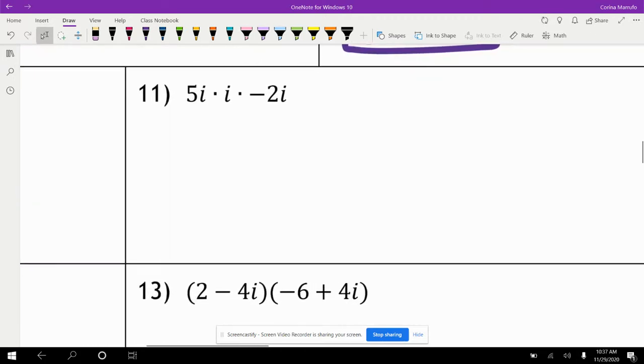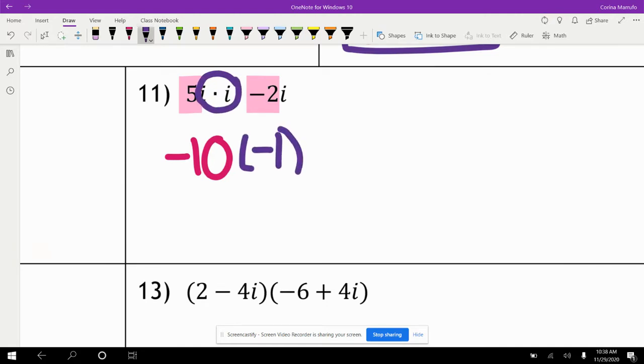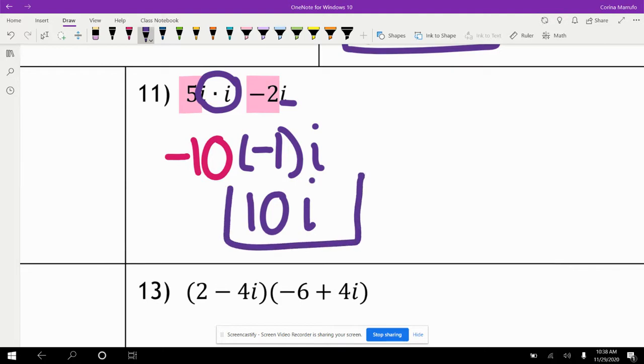So the next one here, we have 5i times -2i. Looking at the coefficients first, we multiply the numbers first. So 5 times -2 gives us -10. And then remember, if you have an i times an i, that's an i squared. That gives you -1. -10 times -1 gives us a +10. That's it.